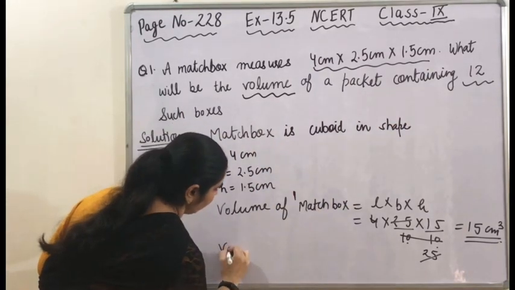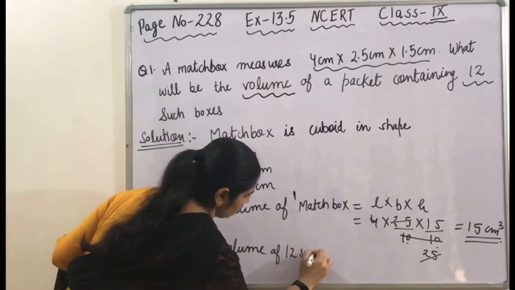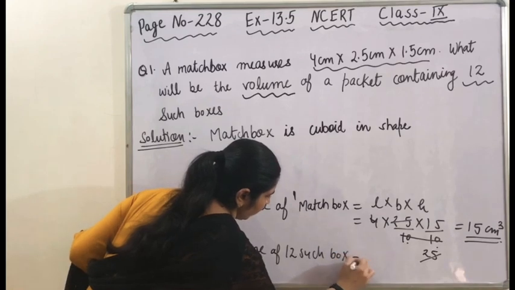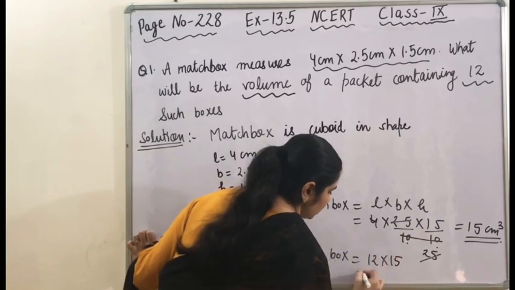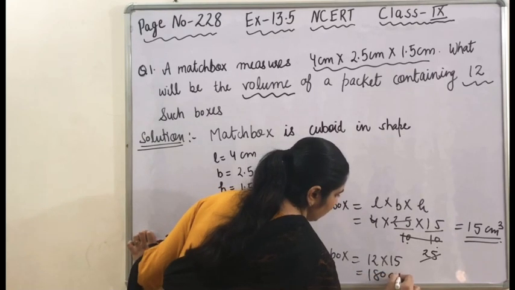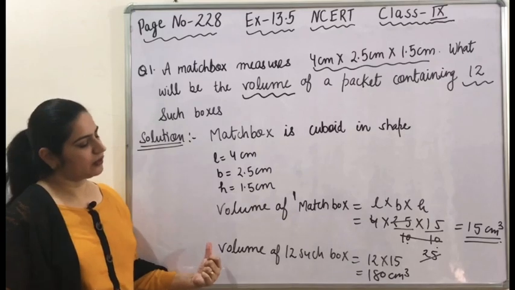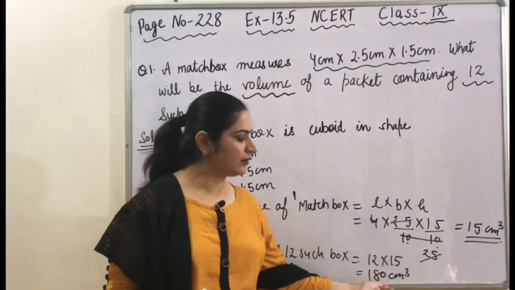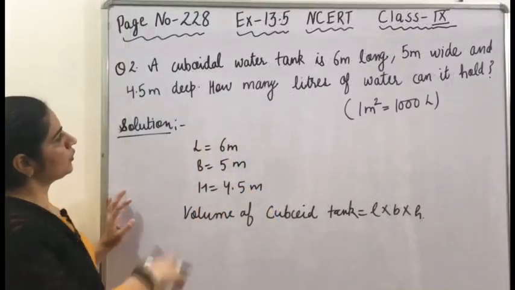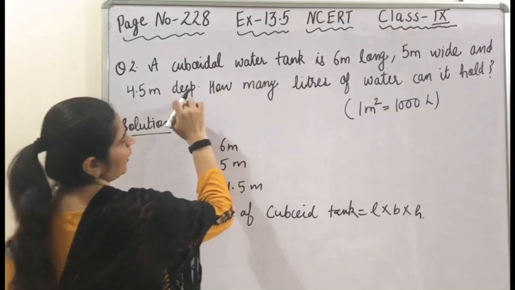Now we are finding the volume of 12 such boxes. We will multiply the volume of one matchbox by 12, which is equal to 180 centimeter cube. Therefore, you have to write down the answer statement at the last. Therefore, the volume of the 12 such boxes is 180 centimeter cube.